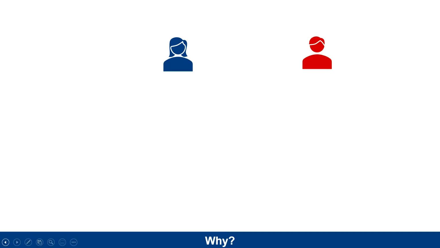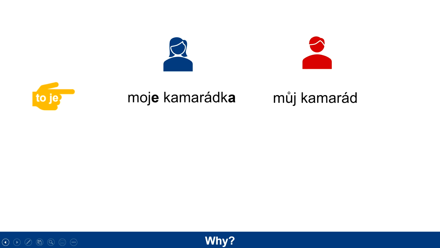So you already know that nouns and the things that go with them change according to gender. So when you have the nominative case, or "to je", this is my friend, moje kamarádka, and můj kamarád. So you see the "my" form changes according to the gender. And that same thing happens in the accusative.